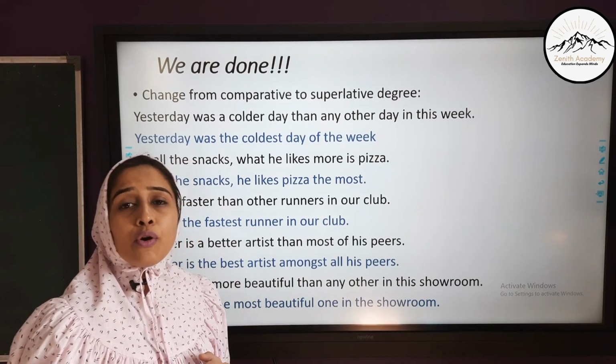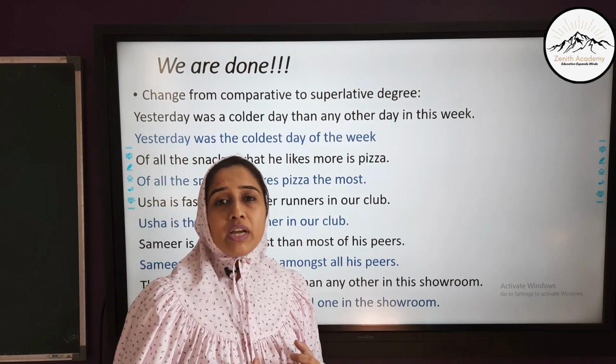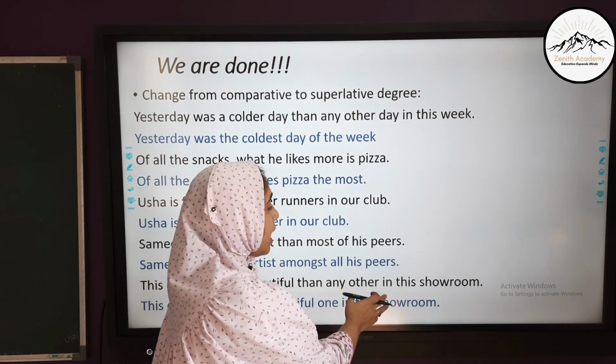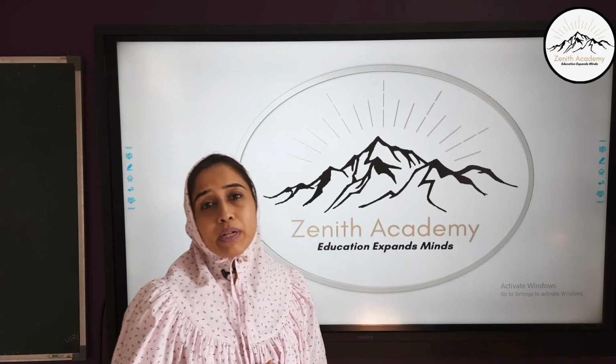So my dear students, I hope this entire concept of degrees of comparison is clear to you all, and you will be able to solve all the examples on your own.